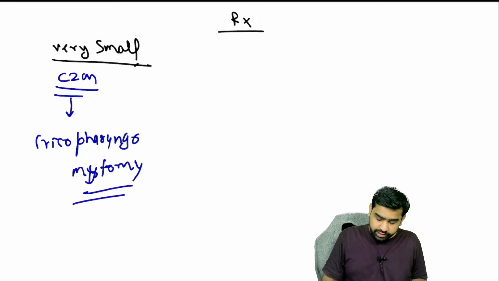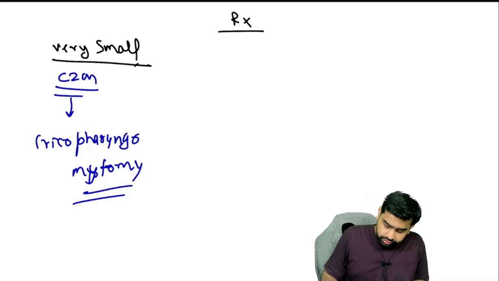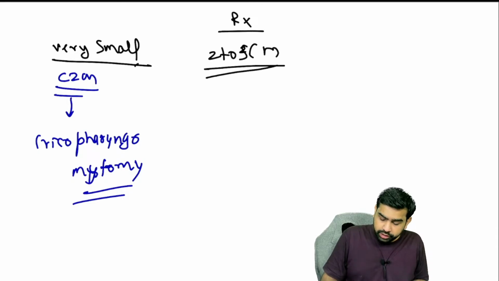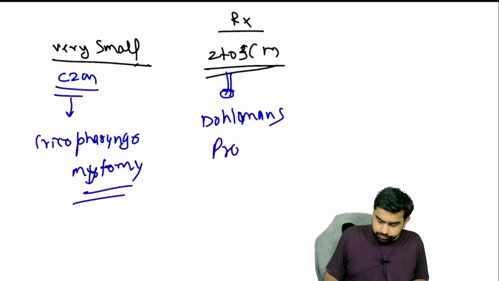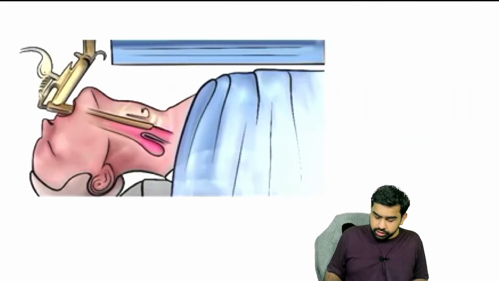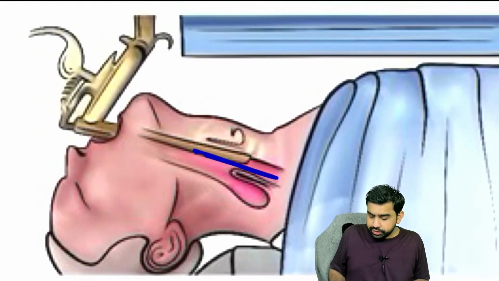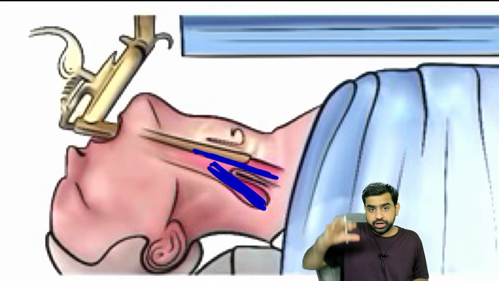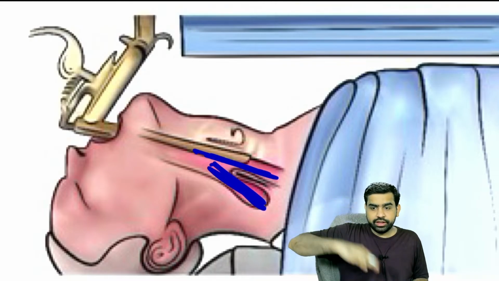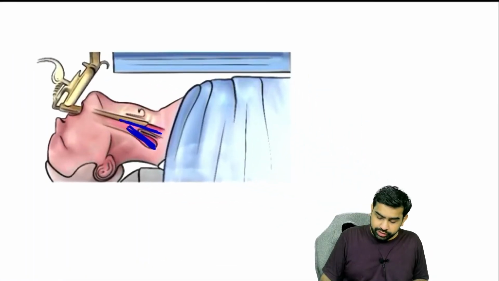But if the size is between 2 to 5 centimeters, then you perform Dollmann's procedure. So here what you do is a staple diverticulopexy. You go in, and with the help of a stapler, you take down the wall between this diverticulum and the actual lumen of the esophagus.